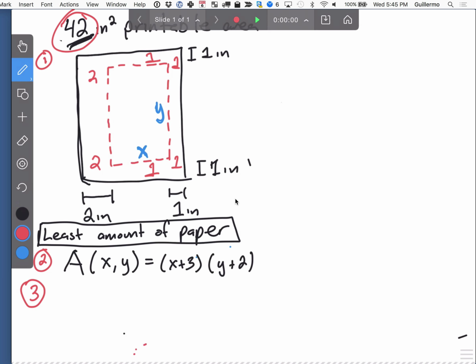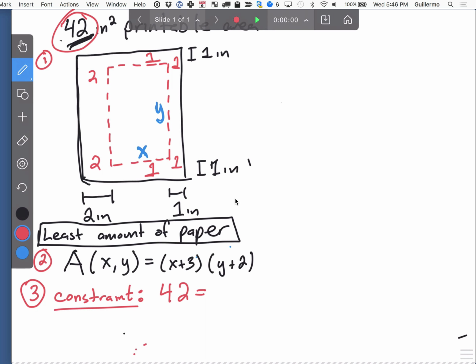So, okay. Let's write this down then. So what would that be? What would that look like? 42 equals x plus 3 times y plus 2. What is the 42? So would you have to subtract the margin from the 42 or not?